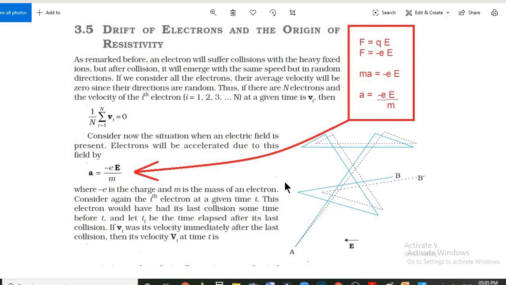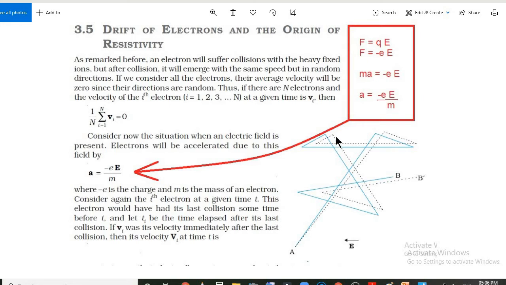But if you are applying an electric field like this, then what can happen? Electric field direction is from positive to negative. Therefore, electrons will be attracted towards the positive. That means electrons will flow in the opposite direction of the external electric field. Thus, electrons will get a force. Because of that force, the electrons can advance forward.